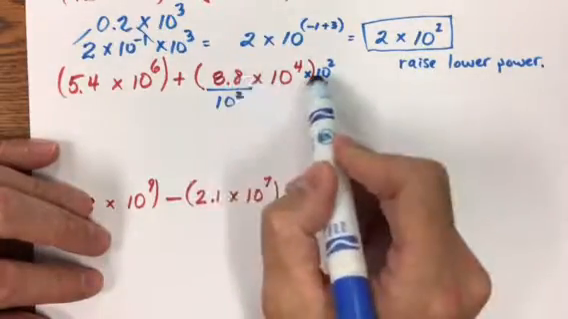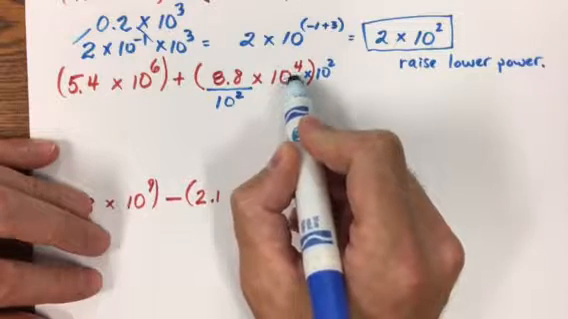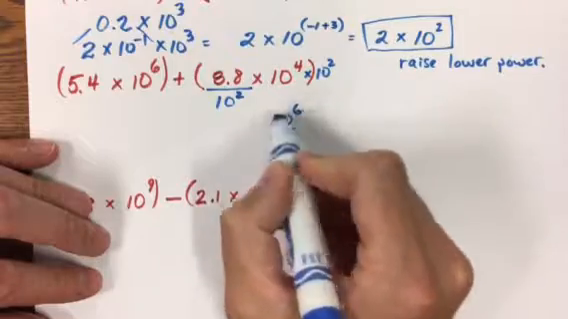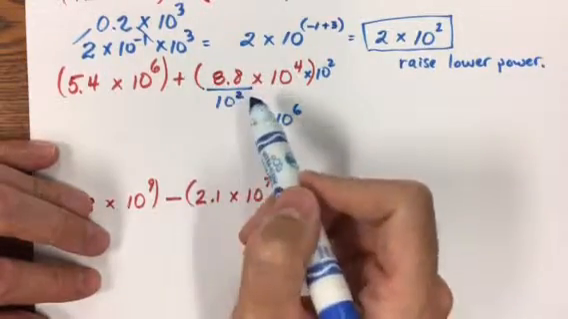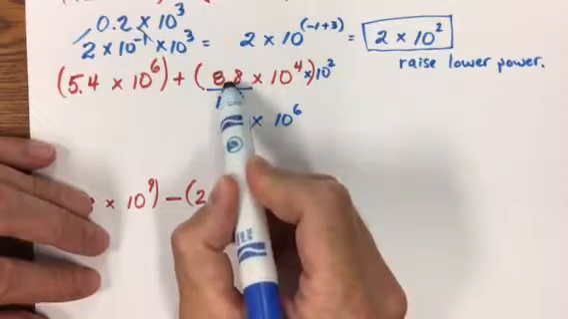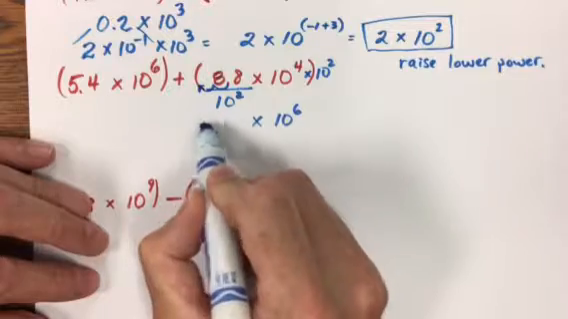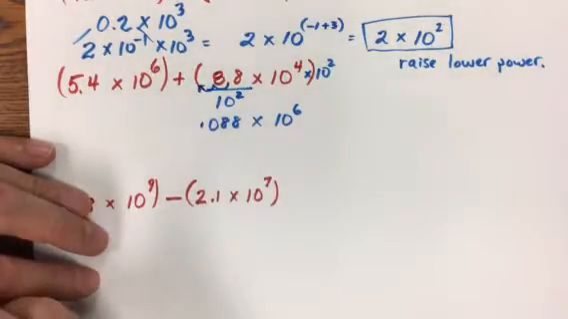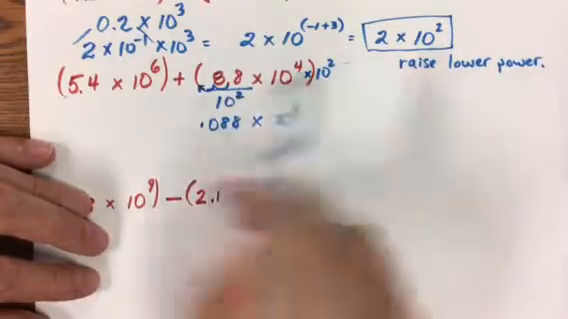And that's exactly what I want to do. So I'm going to rewrite this as 10 to the fourth power times 10 to the second power is 10 to the sixth power. And 8.8 divided by 10 to the second power means I'm going to move that decimal 2 places to the left. So that's going to be 0.088 times 10 to the sixth.